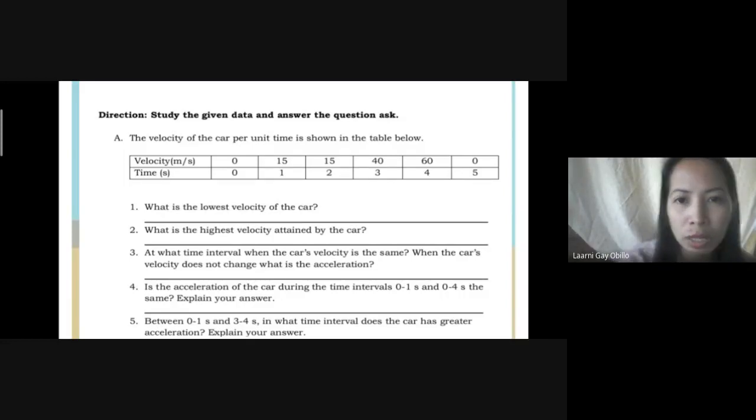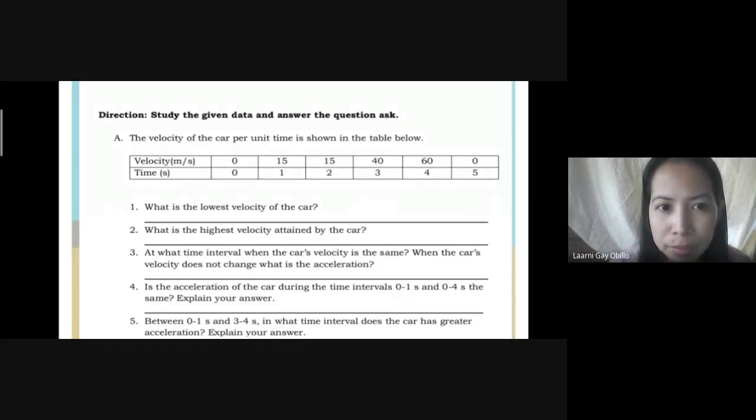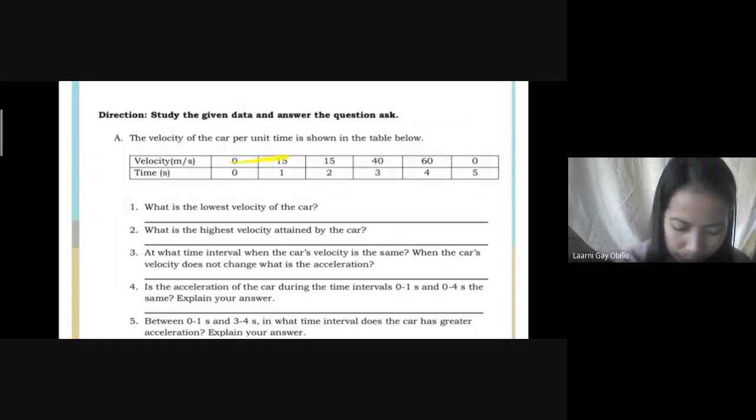So, based dun sa table or dun sa data, ano yung pinakalowest velocity of the car? Pinakamababa. Tingnan niyo yung velocity. Ito yung nasa taas. Ano yung pinakamababa? The velocity of the car. You can type in your answer sa chat box. Okay, answer ni Miguel is 0. Okay, that is correct. Very good, Miguel.